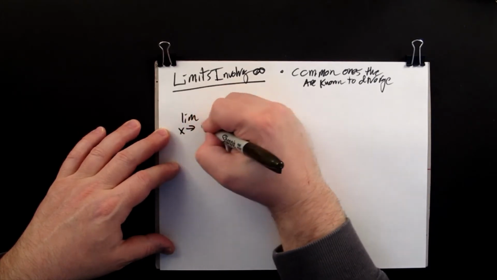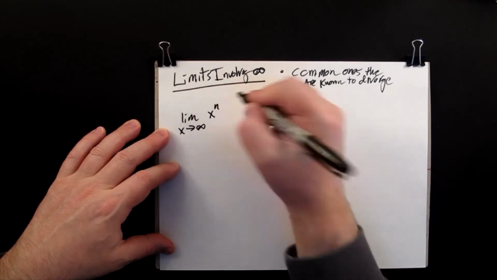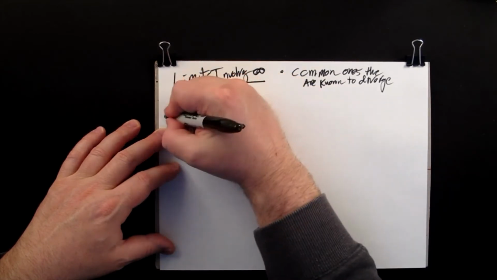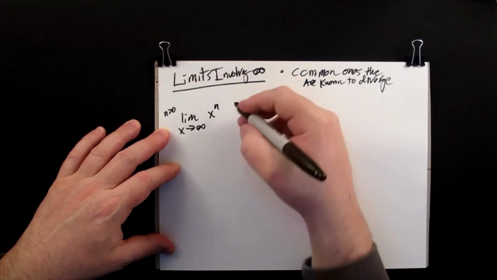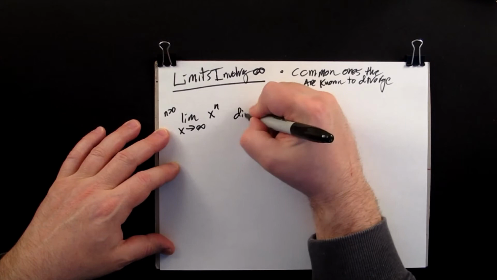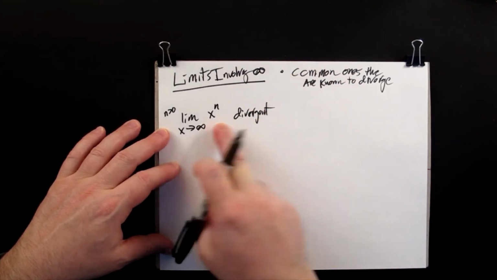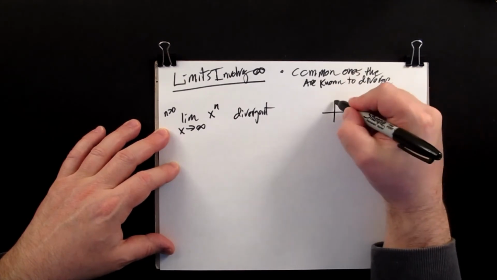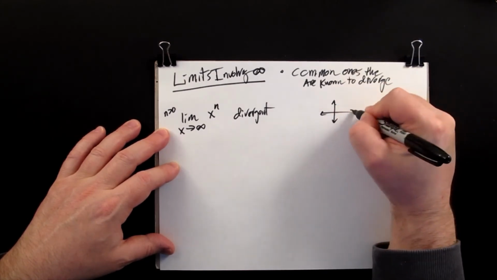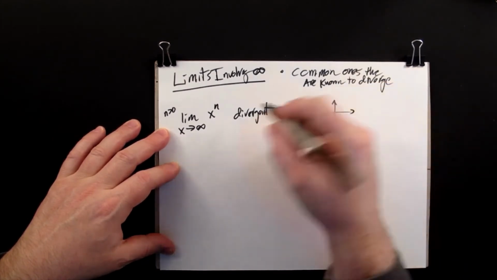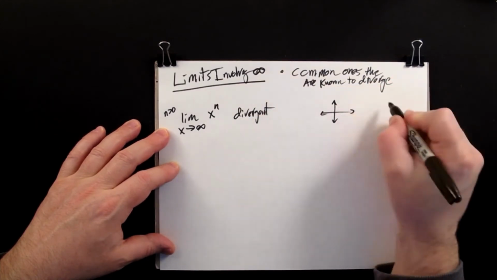Limit as x goes to infinity of x to the n, where n is greater than 0 here. This is divergent. Specifically, it blows up. So if you just do a quick graph of this, so it's x to the n. We're only concerned with this part of it.